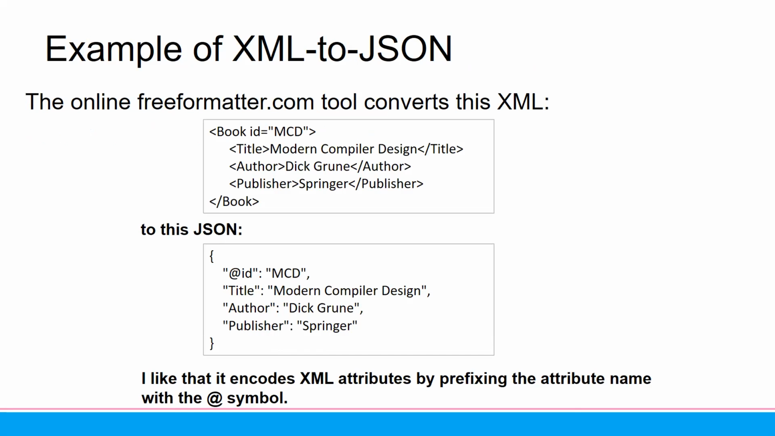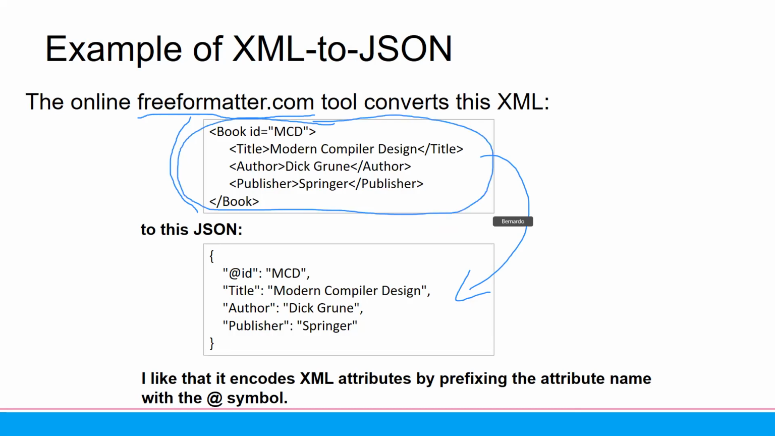So if I have this XML, I want to change this XML into the JSON format. How can we change it? You can use an online tool. For example, this is one tool. You can just access freeformatter.com, and when you give it this XML, you can change it to this kind of JSON.